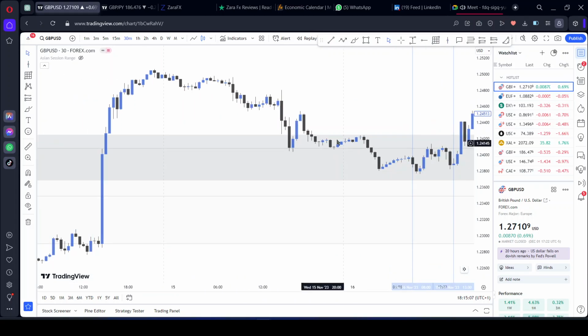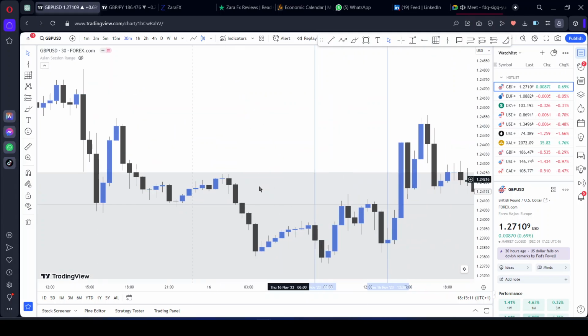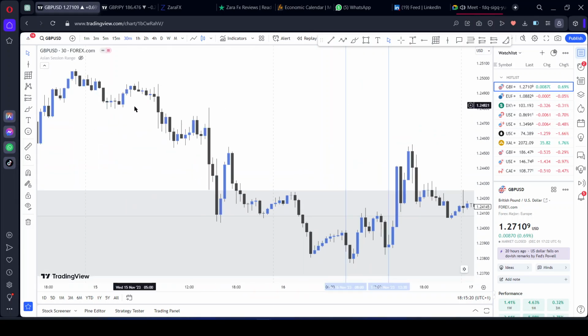Those are the times I look for a trade. So I'll teach you that later though. So now I've put my horizontal line at 8 o'clock. Why 8 o'clock? That's the opening of the London session. So I want to study this structure.